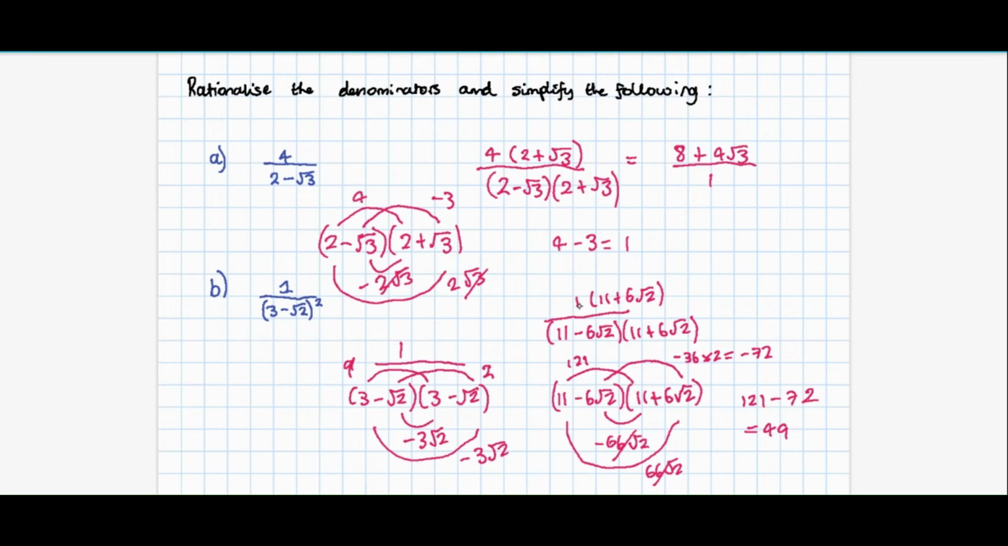Now on the top, we're lucky now, it's just 1 and then times everything. So what the actual final answer is going to be, let's do it in a different color, it's going to be 11 plus 6 root 2, so that's the numerator, all over 49. And there we go, we've rationalised the denominators.